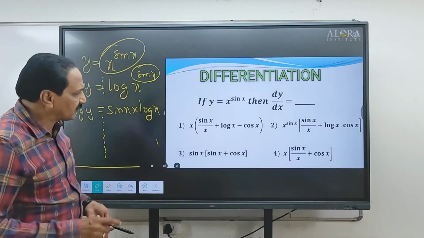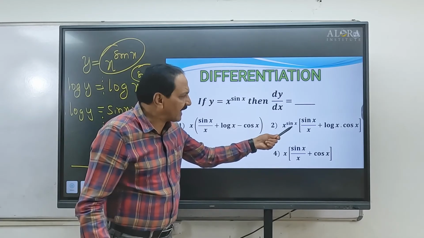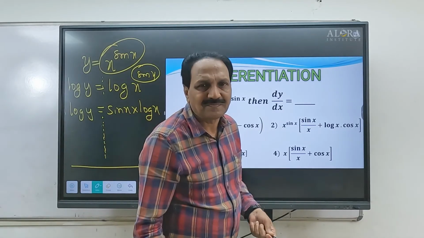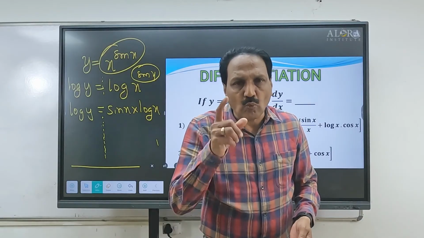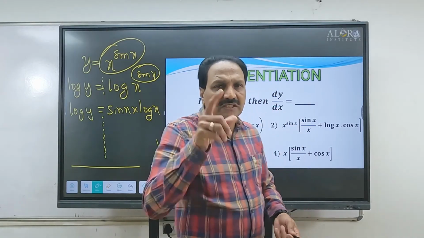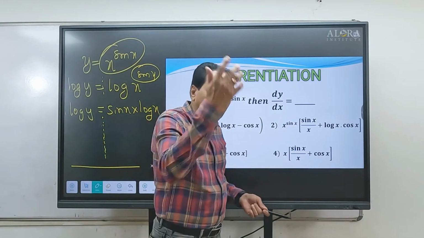What is x to the power sin x? Where is that? Here is x to the power sin x. Correct? You can directly just mark this answer. See how simple it is? The answer is the one which starts with the given expression. How about the terms inside the bracket? It will follow by itself.